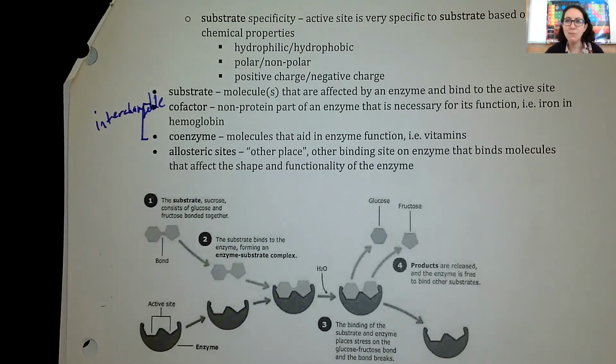Vitamins are a really good example of this. Vitamins like vitamin B or vitamin C or whatever, they're important to us because they are coenzymes that are part of an enzyme that help it do its function. Cofactors are also the same kind of definition, but they tend to be more like metal ions.